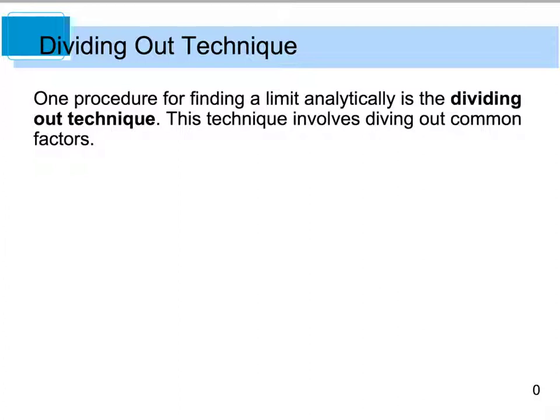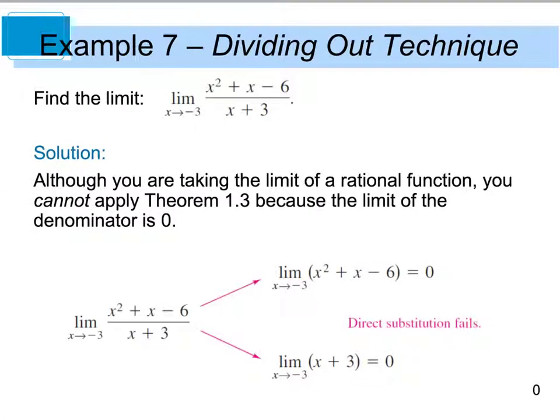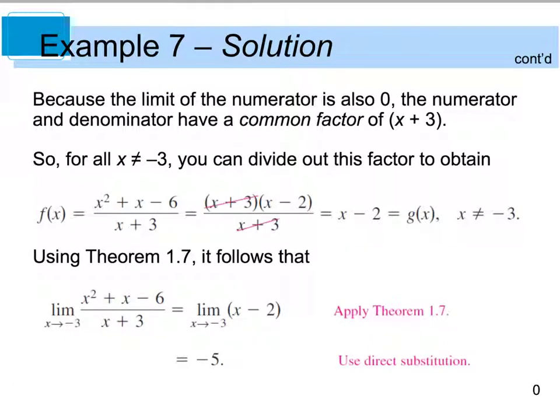So one procedure for finding a limit analytically is the dividing out technique. This technique divides out a common factor. So say we have the limit as x goes to -3. Now we know if we plug in -3, we'd get a 0 on the bottom, which wouldn't work. So what we can do is factor the top, x squared plus x minus 6, and we get a factor of x plus 3 and x minus 2. Now since there's an x plus 3 on the top and the bottom, we can just simplify to x minus 2. And now we can plug in our -3.